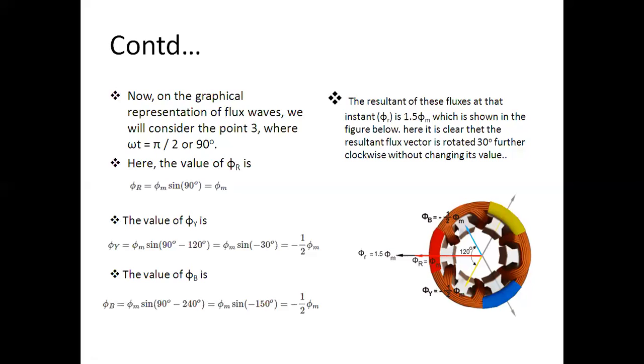vector is rotated 30 degrees further in the clockwise direction without changing its value. So again, it is clear that phi r is rotated 30 degrees in the clockwise direction without changing in value when omega t equals 90 degrees or pi by 2.